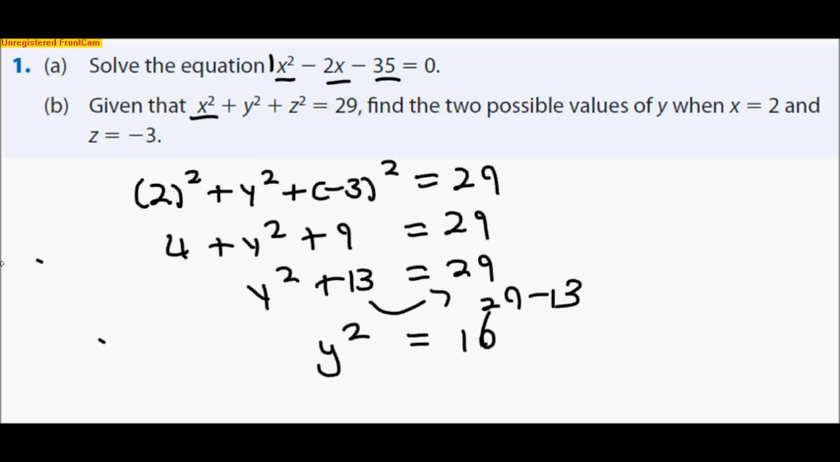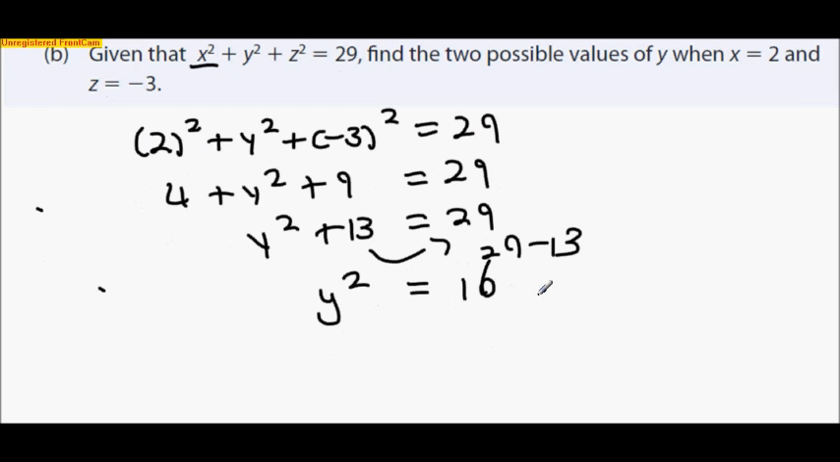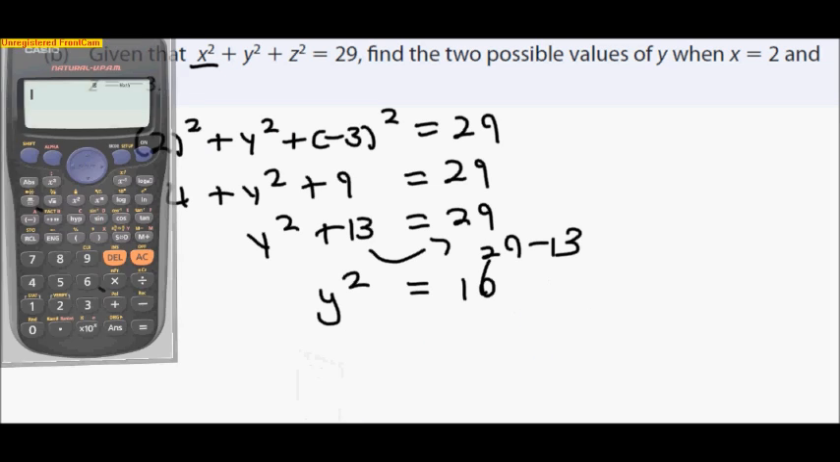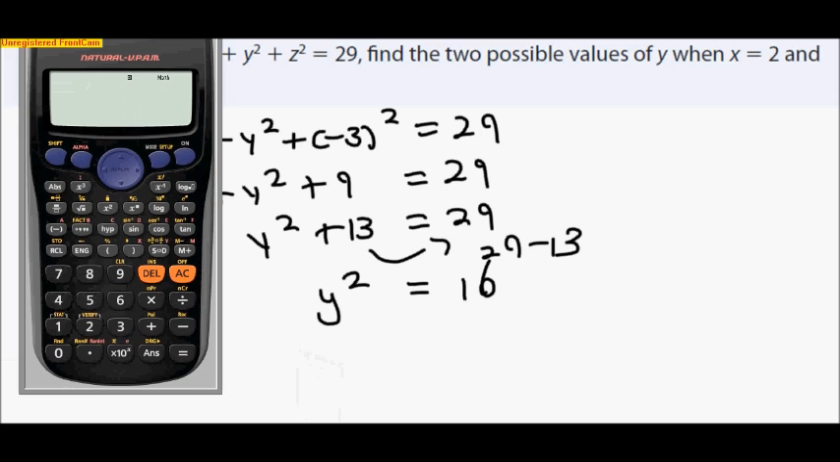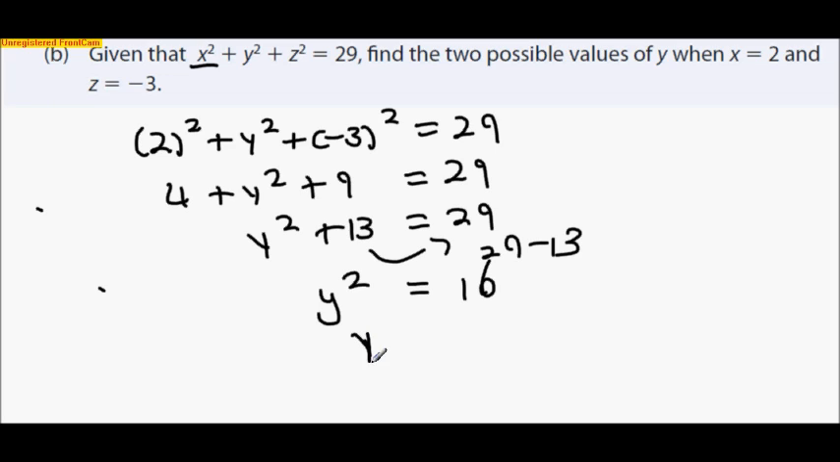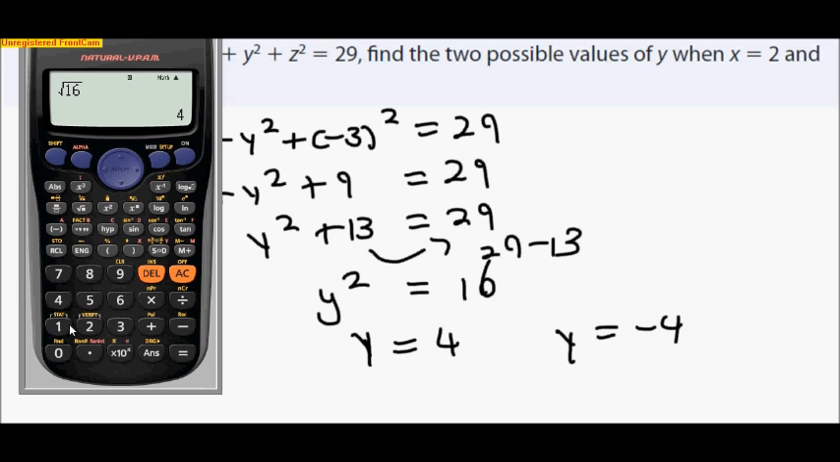Now remember, y squared equals 16 means what number when you multiply it by itself is 16, okay? So what we do here is just press the square root button, square root of 16, to find out what this number is, and the answer is 4. But what you also have to remember about this is it's actually 4 and minus 4, because minus 4 multiplied by minus 4 is also 16. So just bear that in mind.